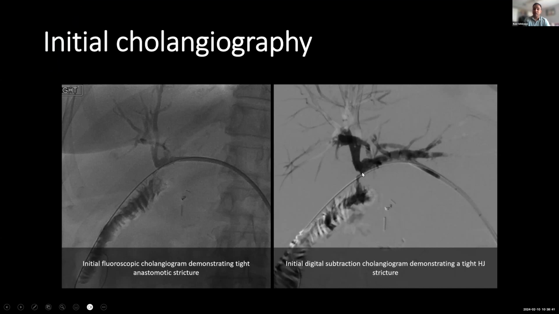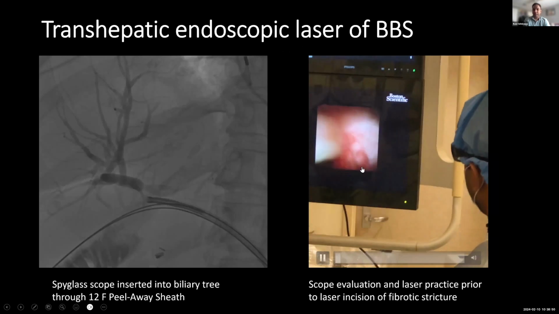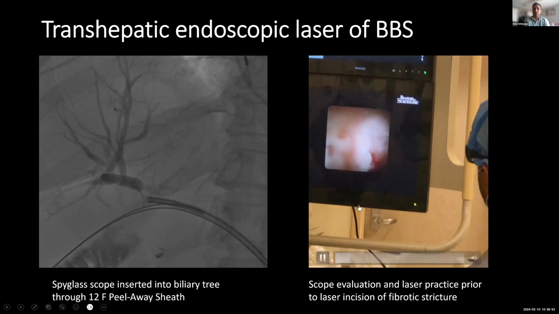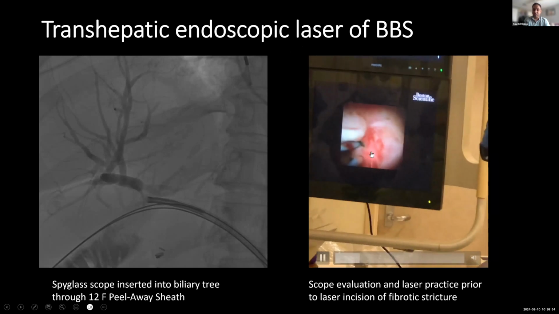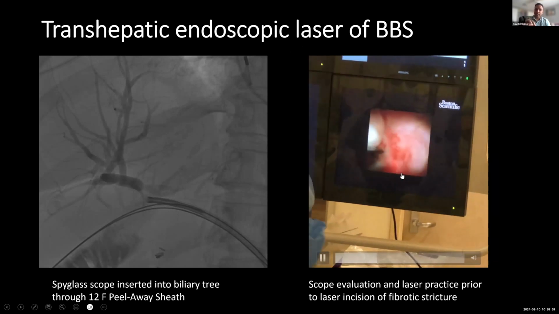So here you can see clearly this hepatico-J stricture that looks pretty severe. And so then we used laser to cut away the scar tissue. The nice thing about laser is you can see us using the laser here, and you can flex it and practice your cut.